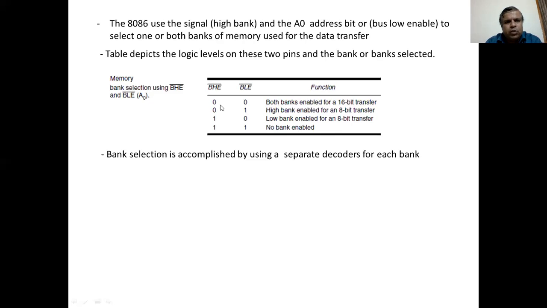So when both are at logic 0, both banks are enabled for 16-bit data transfer. When BHE bar is active low, the high bank is enabled. When BLE bar is active low, the low bank is enabled for 8-bit transfer. And the bank selection is accomplished by using a separate decoder for each bank.